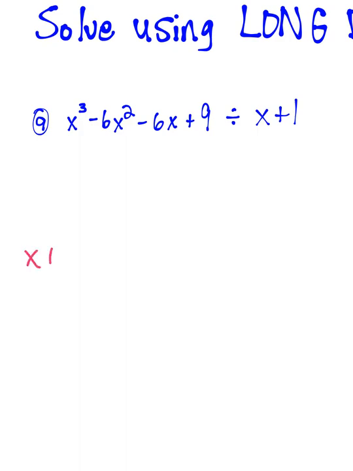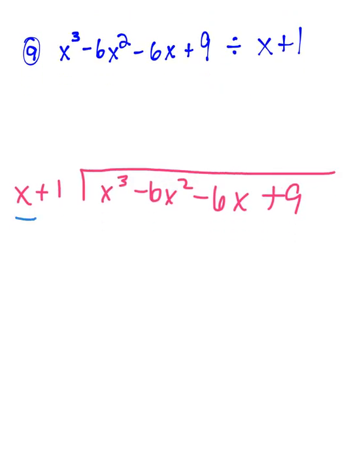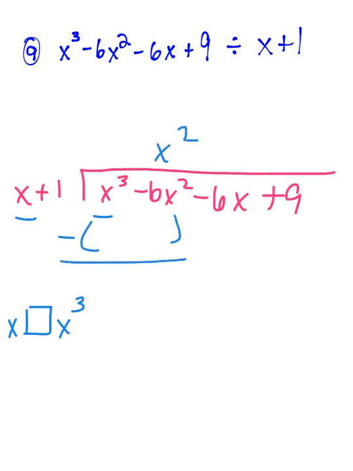So on the outside, I have x plus 1. On the inside, I have x cubed minus 6x squared minus 6x plus 9, right? Yes or no? Yes, okay. So do our little side work here. x times what gives me x cubed? x squared. So I'm going to put it above my x squared. And before I multiply, I'm going to get my subtraction ready. So I don't forget to do what with that negative sign?